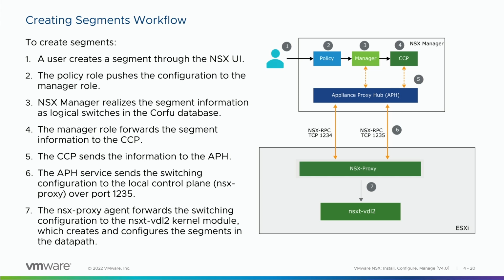We're going to send to the transport nodes, the hypervisors, where we want this configured. And that's going to be received by a process called NSX proxy on the hypervisor. This is my local control plane. Once NSX proxy receives that payload, then it's going to program the NSX-T VDL2 kernel module with the logical switch characteristics and the configurations that we need there.